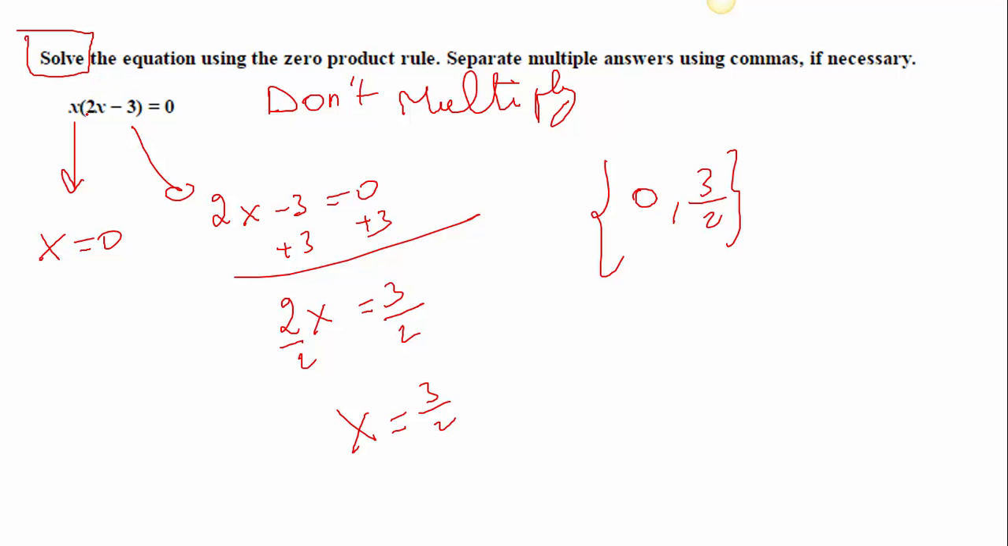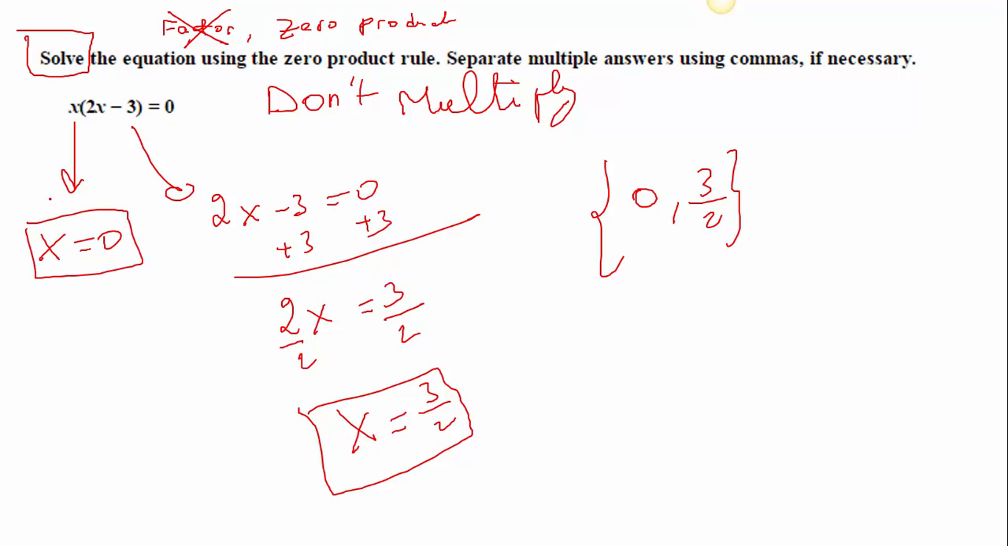So to solve, you have to go factor and zero product rule. It's already factored, so we skip this part. We move to the zero product rule, equate each factor to 0, and solve for x. So you want to find what x is equal to when you solve. You don't want to multiply, please.